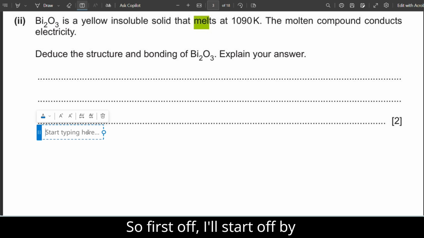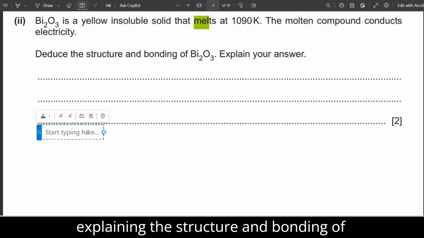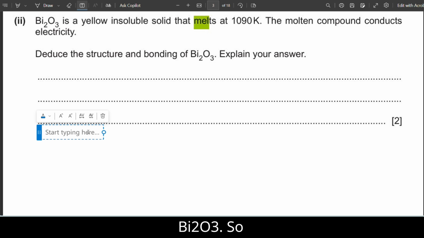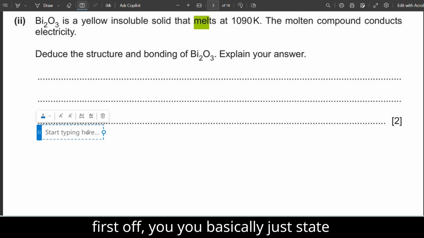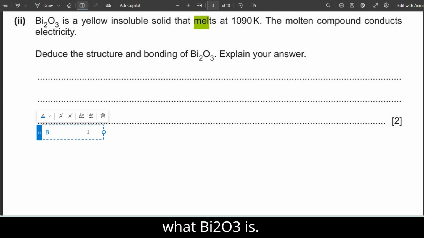First off, I'll start by explaining the structure and bonding of Bi2O3. So first off, you basically just state what Bi2O3 is.